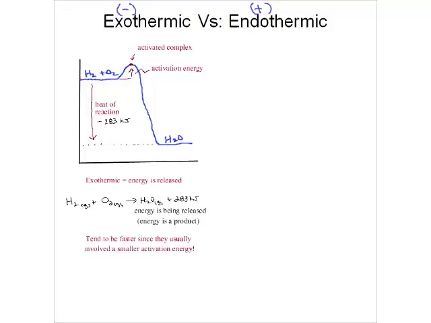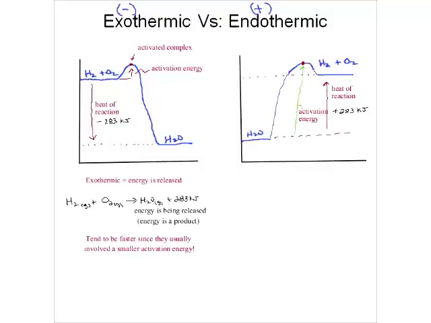Okay? These tend to be very quick because they generally involve a much smaller activation energy. In order to go forward, I only have to go over this little energy barrier. In order for me to go backwards, I have to go all the way up here. So the forward reaction is going to be much quicker because it has a smaller barrier than the reverse reaction. If I compare that to the endothermic, I'm going to do the exact same chemical reaction, but I'm going in the reverse direction here.